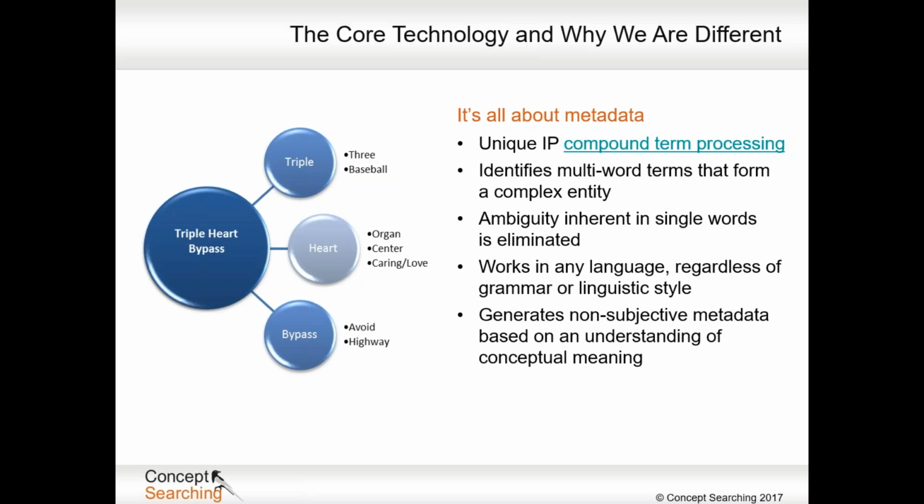All right, so if you only remember one thing at the end of the day about Concept Searching, please remember our compound term processing engine. I really think it's one of our key differentiators, still unique in the industry. Essentially what the compound term processing engine does is allow us to search for multi-word phrases and terms, which we feel are much more impactful than search tools that rely on keyword search. To illustrate that, we have this example here of triple heart bypass.